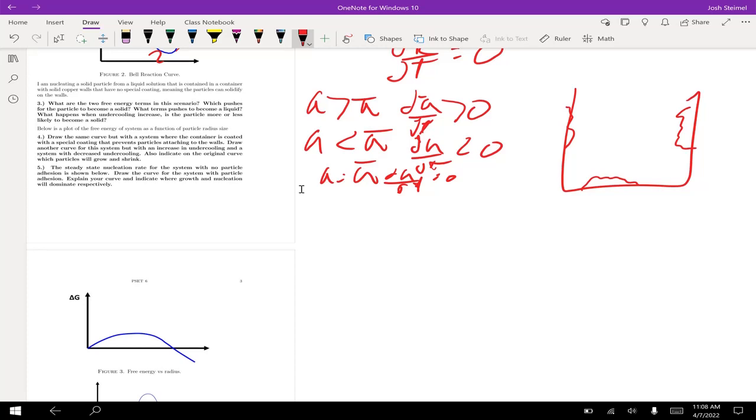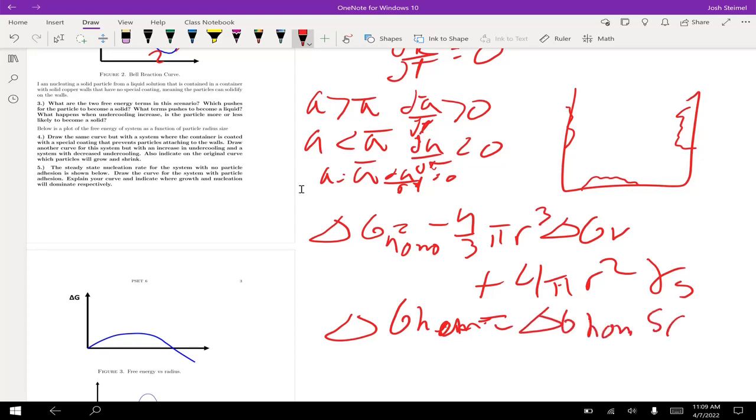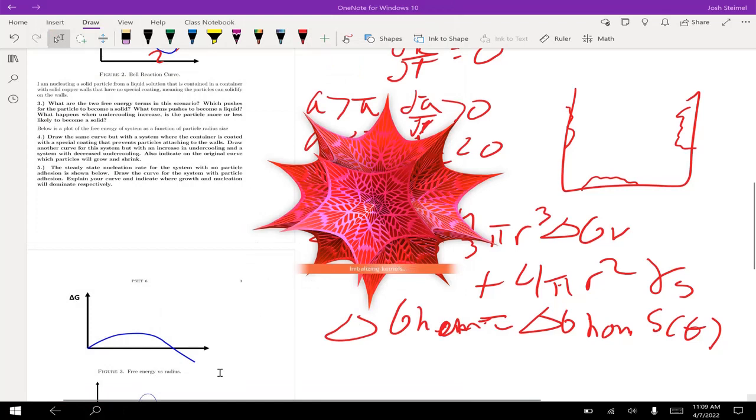So this is heterogeneous nucleation, but in general, my delta G homogeneous is going to be equal to minus 4/3 pi r cubed times delta G_V plus 4 pi r squared gamma_SL. And my delta G hetero is going to be equal to delta G homo times a variable S(theta) that's related to the geometry of my system. So I'm going to open up Mathematica because I want to start to plug in those general terms in the equation, because it'll be helpful a little bit later on.